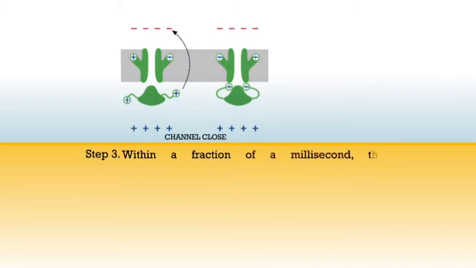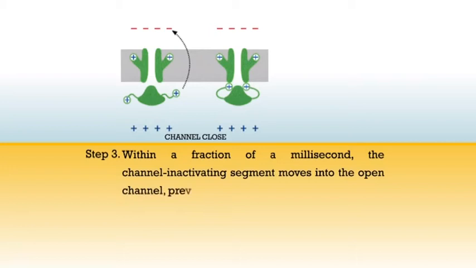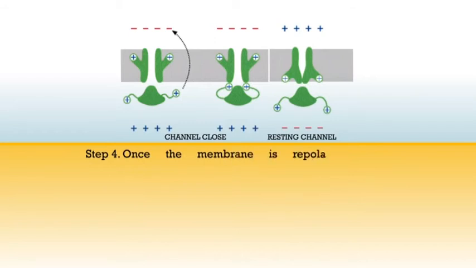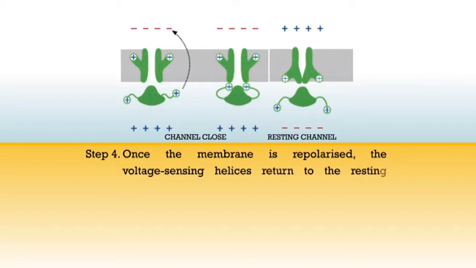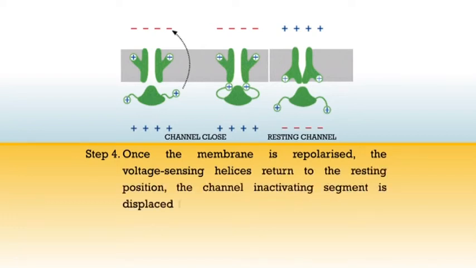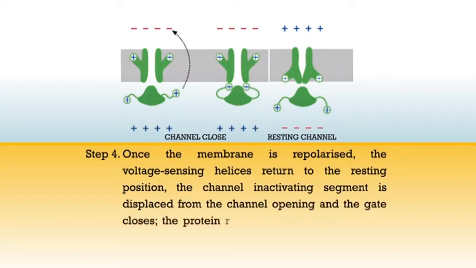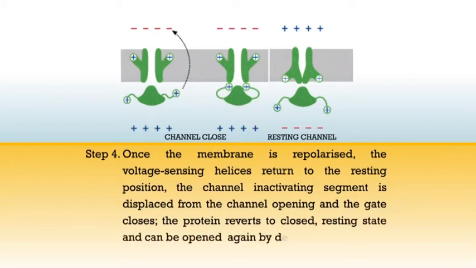Step 3. Within a fraction of a millisecond, the channel inactivating segment moves into the open channel, preventing passage of further ions. Step 4. Once the membrane is repolarized, the voltage-sensing helices return to the resting position. The channel inactivating segment is displaced from the channel opening and the gate closes. The protein reverts to closed resting state and can be opened again by depolarization.